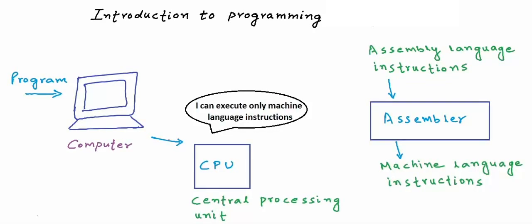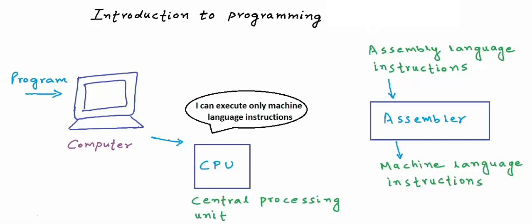Assembly language is strongly mapped to machine language. It's just that some binary codes in machine language become keywords in assembly language. So just like machine language, assembly language instructions will also vary from one CPU architecture to another.